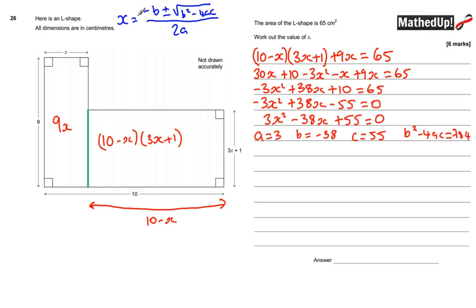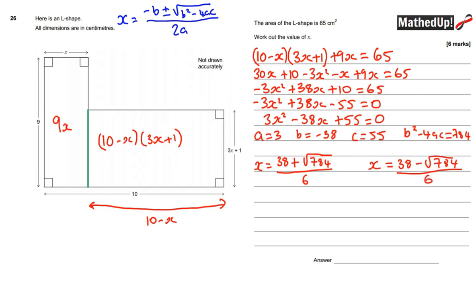Okay. I can now substitute this into this equation here. So I've got x is equal to negative b, which is 38. And I'll do it once with a plus. So plus the square root of 784 divided by 2a, which is 2 times 3, which is 6. I then got the same equation again, but with a take away. So take away the square root of 784 divided by 6.